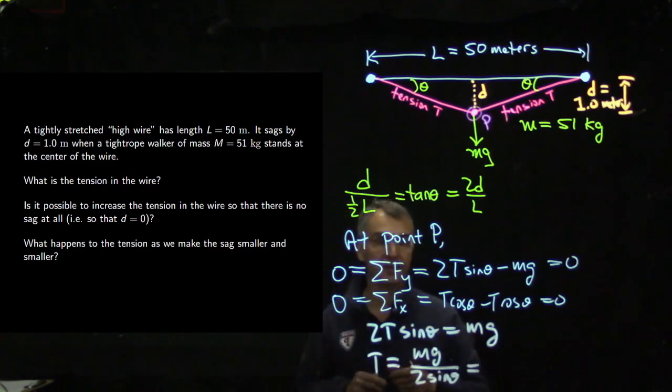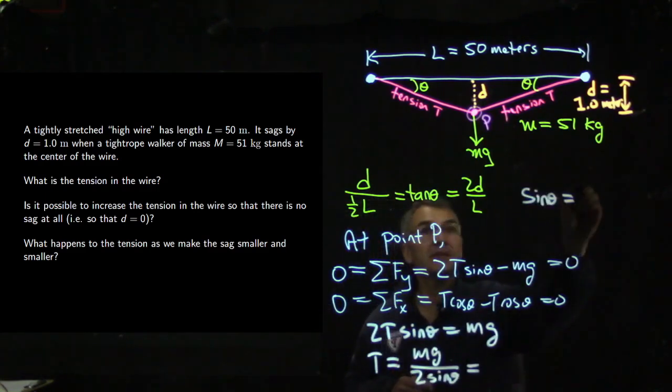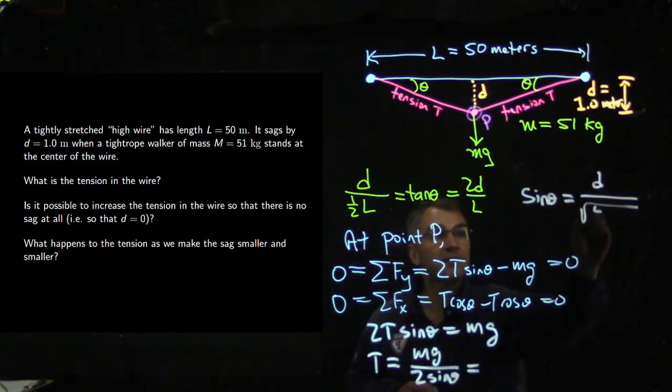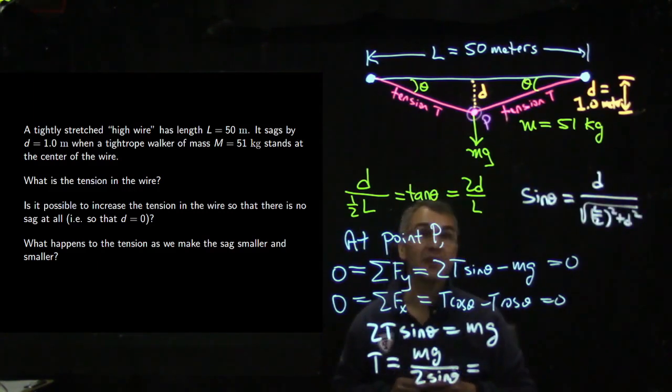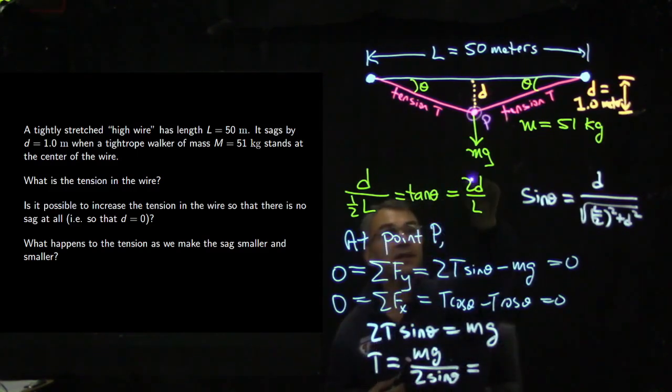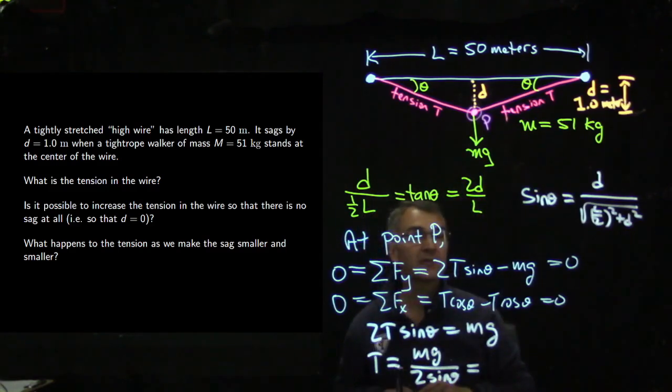Oh, and what is sine theta? Well, actually, sine theta is d over the square root of (L over 2) squared plus d squared. And for an angle this small, sine theta and tan theta are not very different. We can work it out exactly, but I claim that sine theta and tan theta are very similar. So tan theta is 2 over 50, which is 1 over 25, which is 0.04. Let's see what sine theta is.